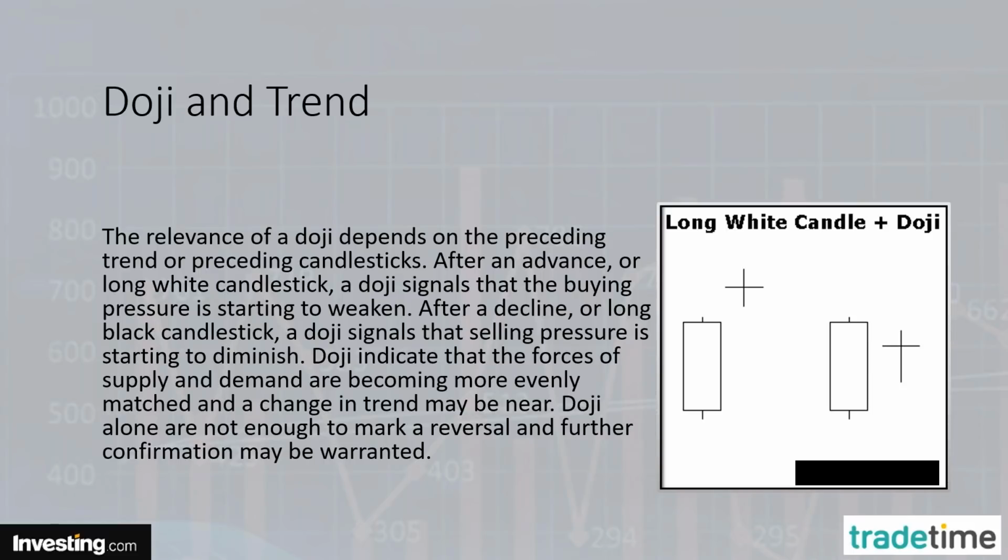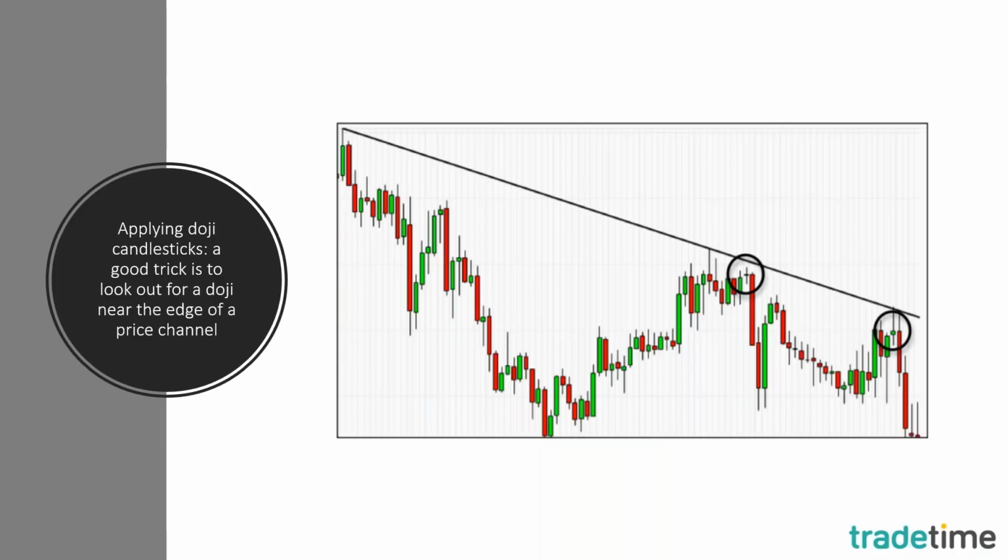The same thing in reverse after a decline. A doji indicates that the forces of supply and demand are becoming more evenly matched, and a change in the trend may be near. A doji alone is not enough to mark a reversal, and further confirmation is warranted. So if a doji appears very close to the trend line, in this case, the trend line is working as a resistance line, okay, and it happens right there, most likely it's going to bounce off of that and go back in the opposite direction.